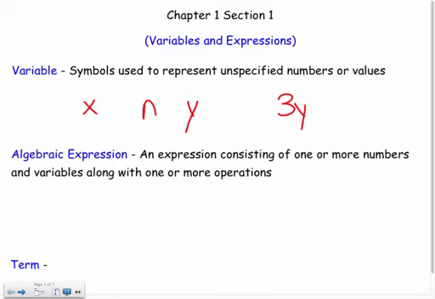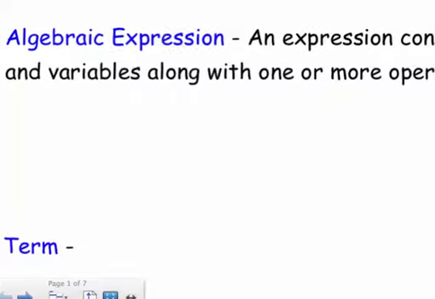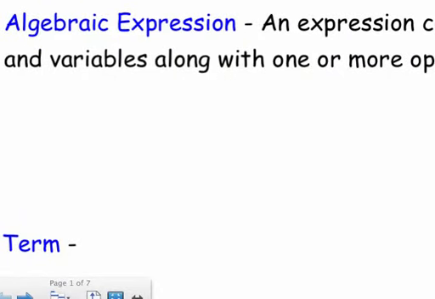I'm going to jump ahead of myself. We have algebraic expressions, right? What's an expression? It's consisting of one or more numbers and variables along with one or more operations. Okay, so I need an operation in there. That's the biggest difference. So if I would take x plus 3y, that would be an expression, right? Because I have numbers and variables, right? And an operation, right? I got an operation right there. I got a plus sign, okay?